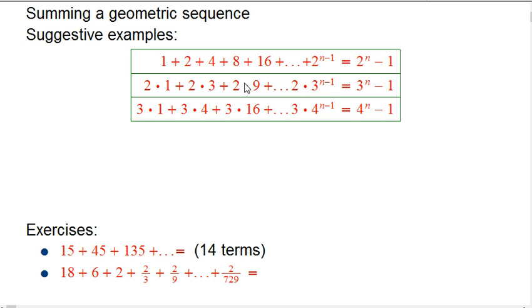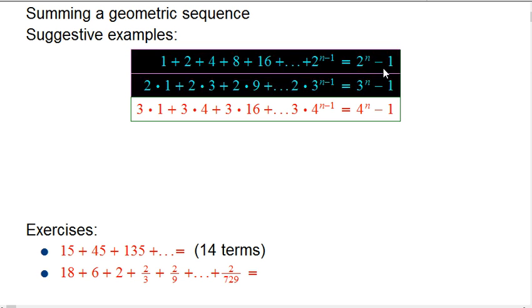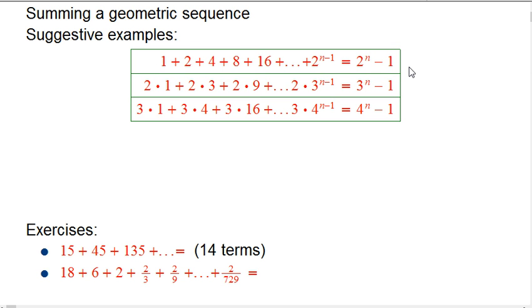These very suggestive examples: when you take 1 plus 2 plus 4 plus 8, summing the powers of 2, you get the next power of 2 minus 1. So if you go up through 2 to the n minus 1, like through 16, for example, you get the next power of 2, which would be 32, minus 1. That's really the heart of the whole thing. This example encapsulates the basic, interesting fact. But it doesn't encapsulate everything.